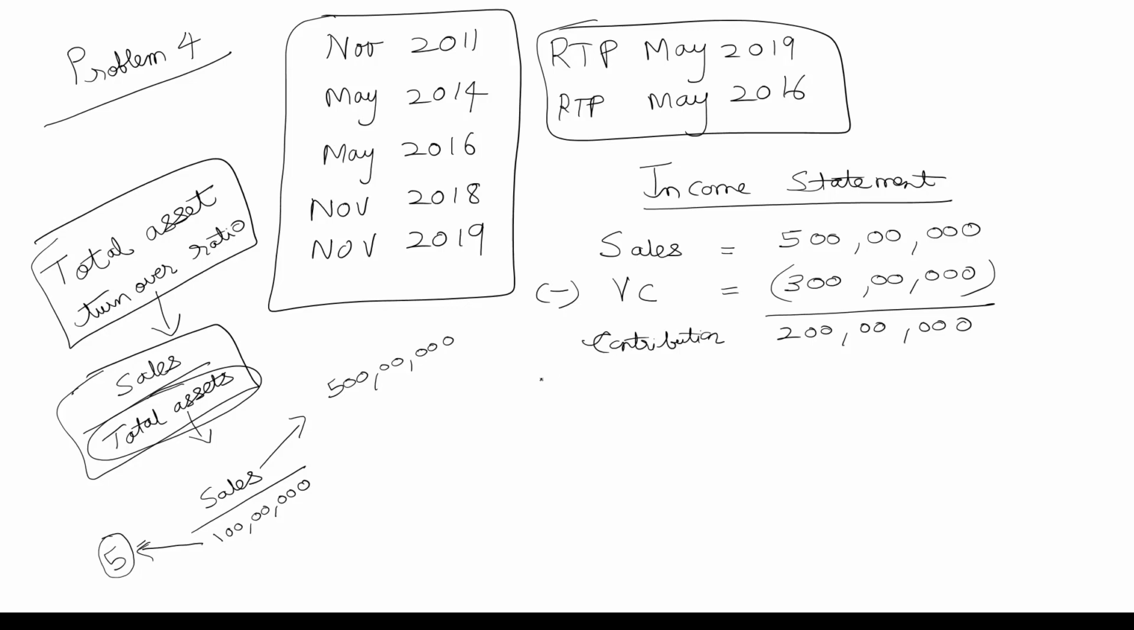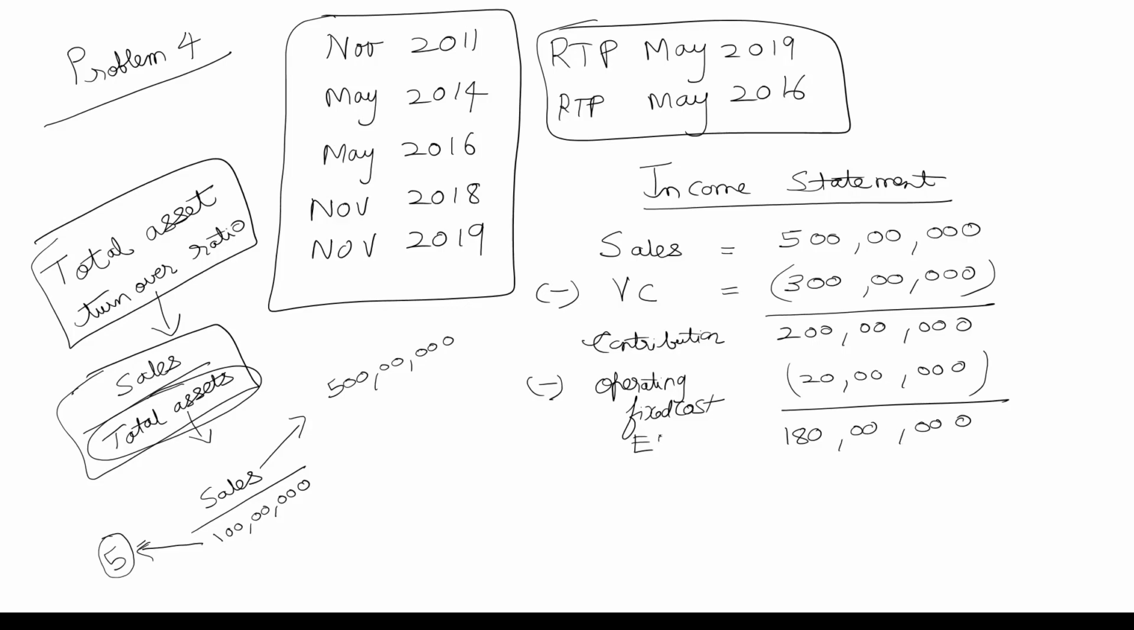From contribution, I am going to subtract operating fixed cost. This is also given in the question, and this is 20 lakhs. So if I subtract this, I get 180 lakhs. This is called EBIT. And from this, I subtract interest. In the question, I have a debt value of 50 lakhs at a 12% rate. So that would give me 6 lakhs of interest, 12% applied on 50 lakhs.